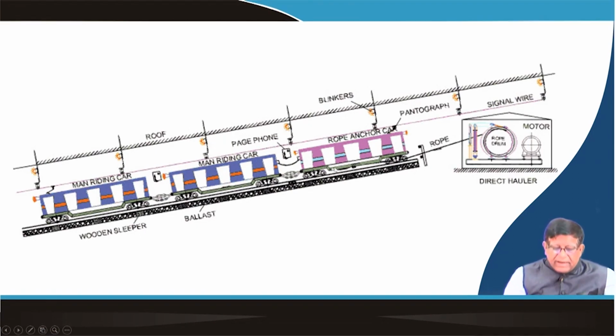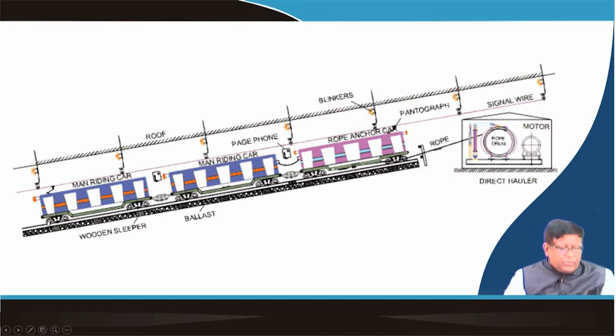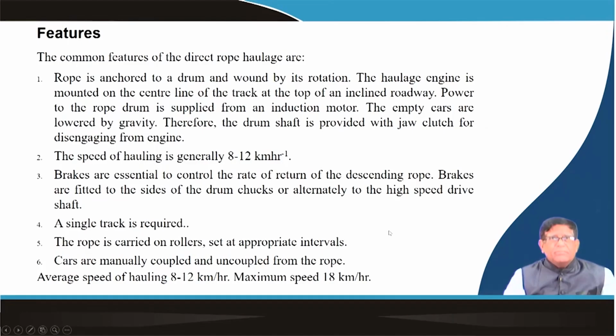your man riding cars are coupled by the coupler over here, and you can carry it like this. So, when this is to go down, it will be just controlled by its own weight, it will be going in these directions. So, this type of system is used in underground mining.